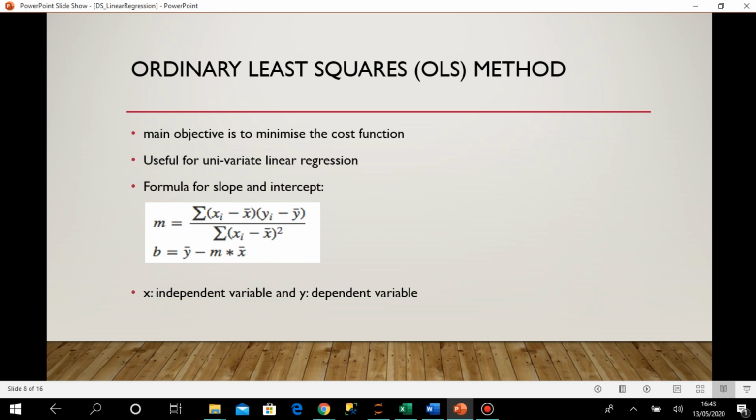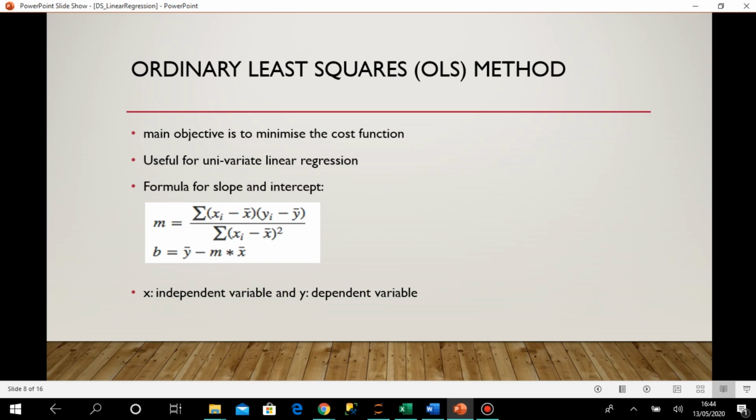So the main objective is, of course, to minimize the cost function. It is useful for univariate linear regression, and this is the formula that is derived. We are not going into the mathematical details, but this is the formula, that when I have one x and one y, means only one feature, one independent variable and one dependent variable, then we can calculate m and b in this way.